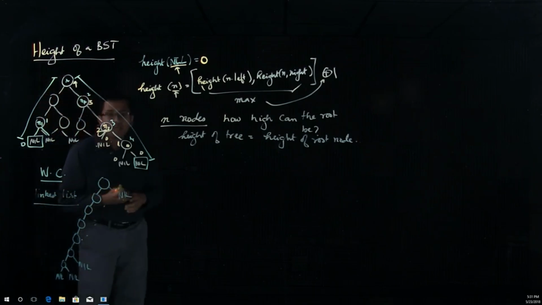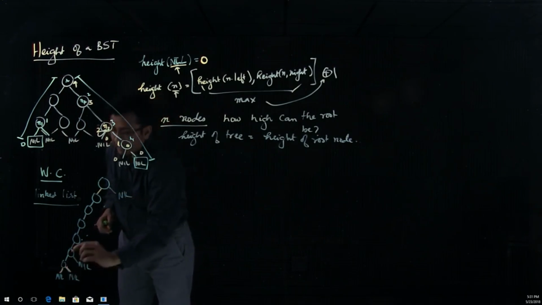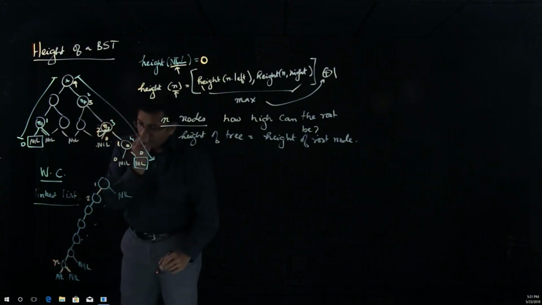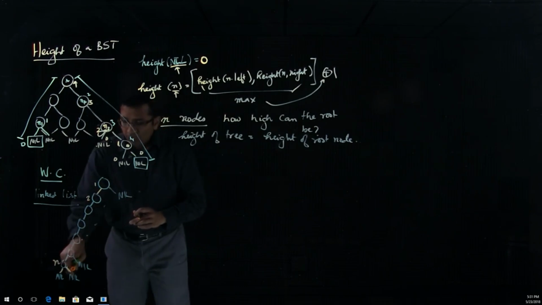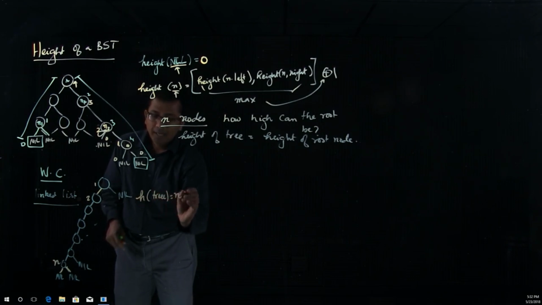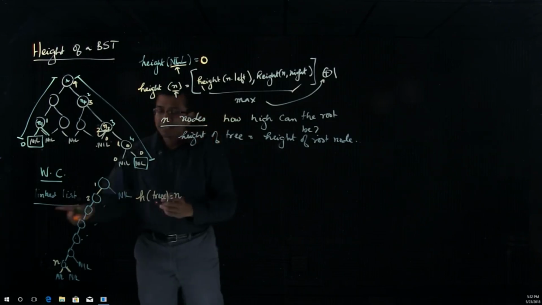So it's almost like a linked list. Every node just has one child, which is an internal node. Another child is nil, except for this node, which has nil and nil. So 1, 2, all the way to n. In this case, the height of this tree is going to be 1, 2, 3, 4, all the way to n. So the height of the tree is going to be n, which is the number of nodes. All right, this is the worst case.